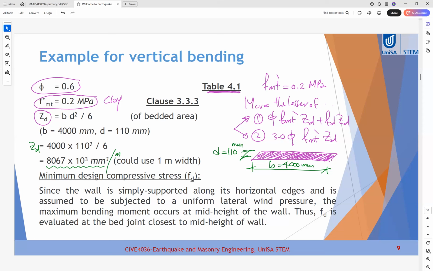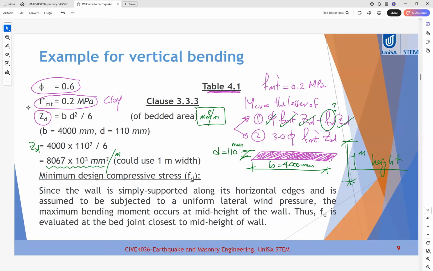Okay, so anyway, again, Z should be millimeter cubed for each millimeter. So this means that you take 1 millimeter of the height. Okay, so you are not calculating for the whole height of the wall. We only calculate for 1 meter height of the wall. Okay, so this is for ZD. So if we look at the formula, we know phi, we know FMT dash, we know ZD. So the last thing we need to find is how much is FD.